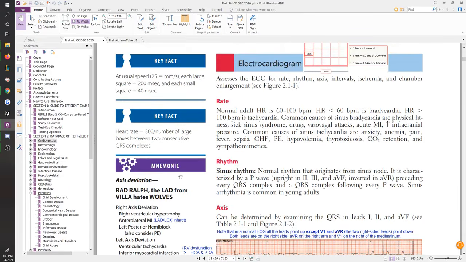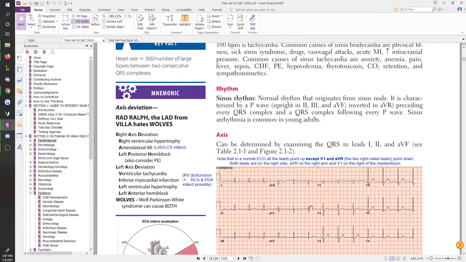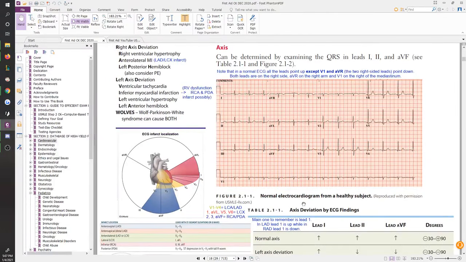All right, so they go on to begin first with talking about the rate, rhythm, and axis, the three main components of what you're going to learn when you're looking at an ECG. Now, if you've never actually performed an ECG on a patient, you want to check out a YouTube video where you see it being done, right? So there's going to be some video you have to find where they put the various leads on the patient.